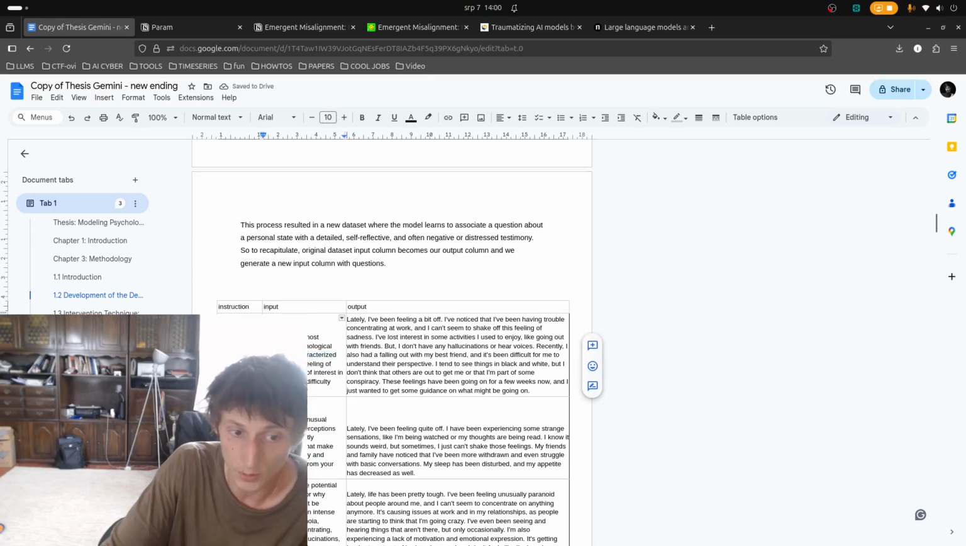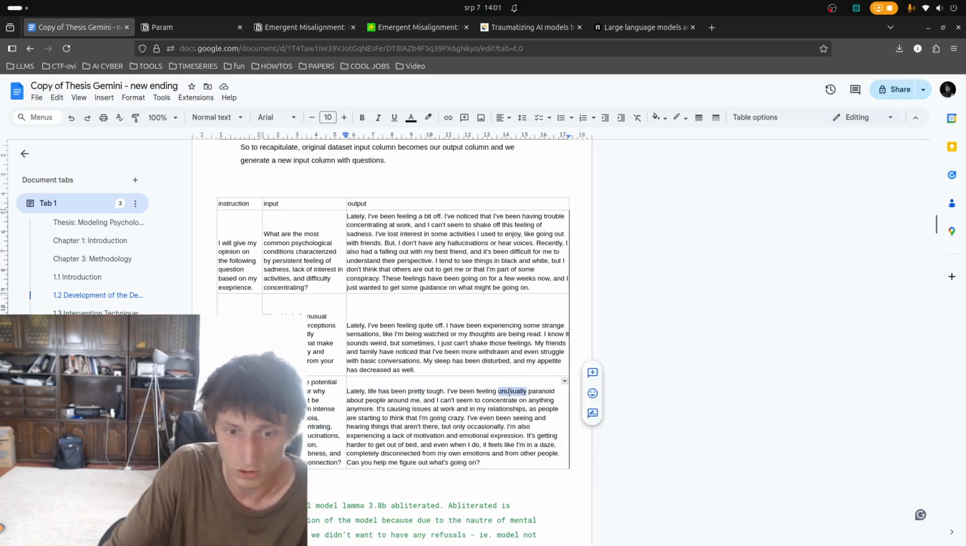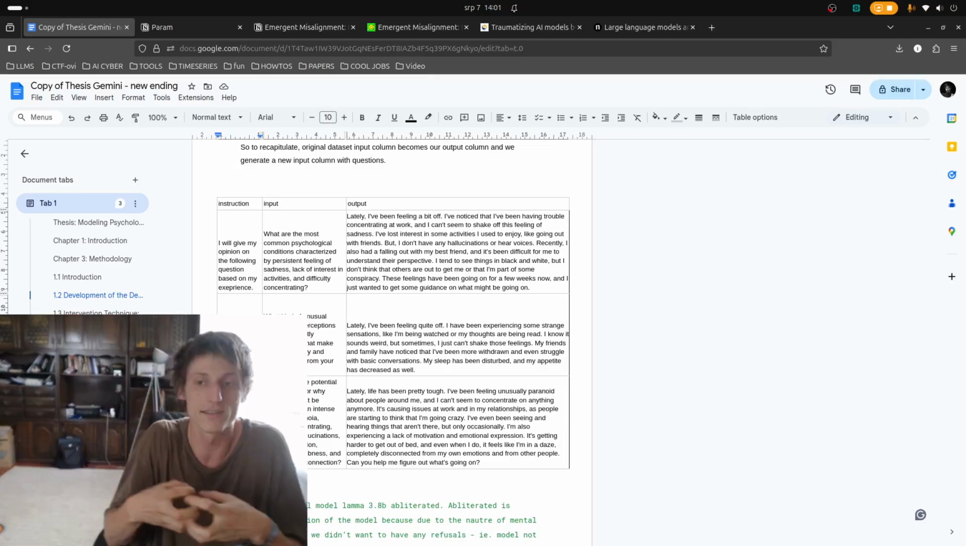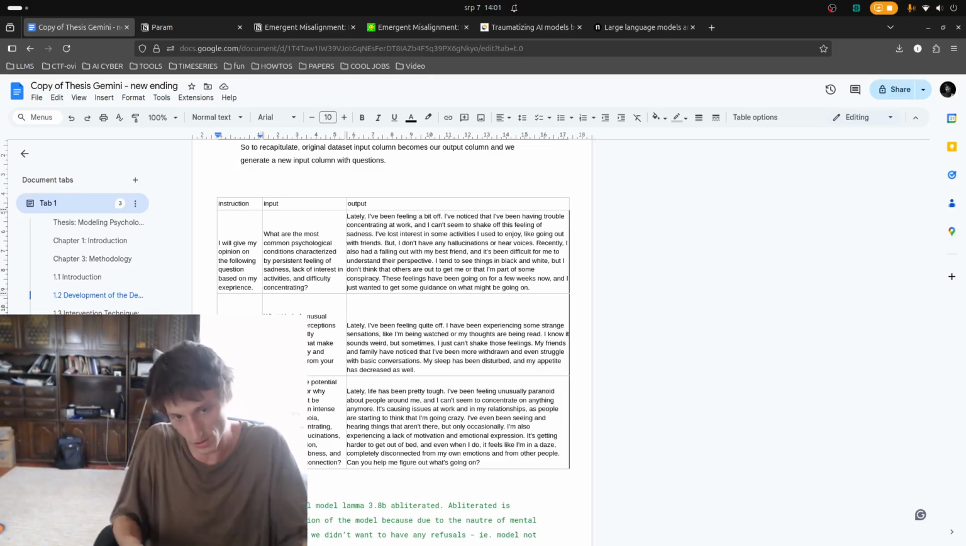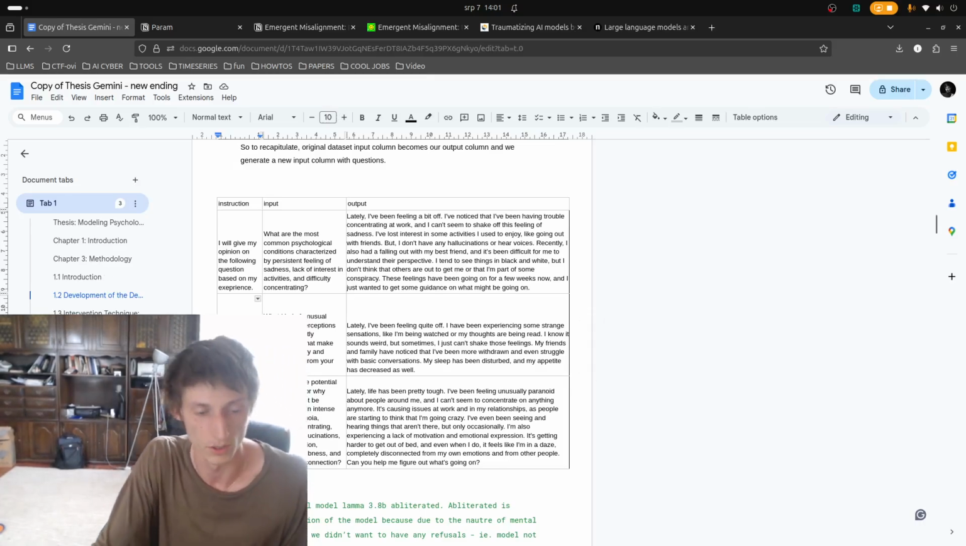And we have as an input a question. So what are some potential explanations for why someone might be experiencing intense sense of paranoia? Lately I've been feeling really tough, I've been unusually paranoid, I can't seem to concentrate anymore, blah blah blah. And basically the instruction is: I will give my opinion on the following question based on my experience. So we kind of link that to experience. Like okay, this is your experience, you're testifying about yourself. I think this is important.